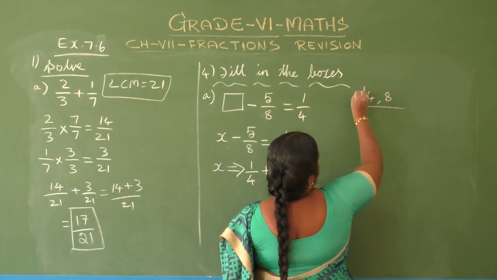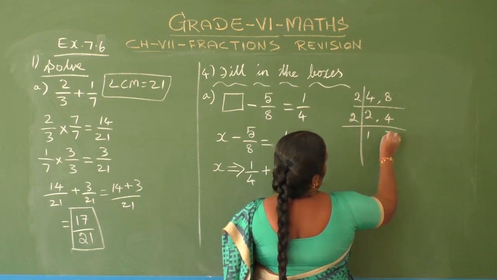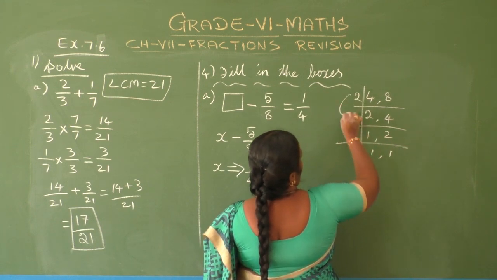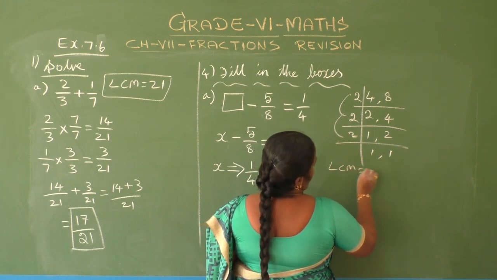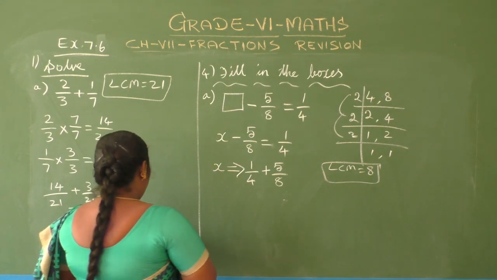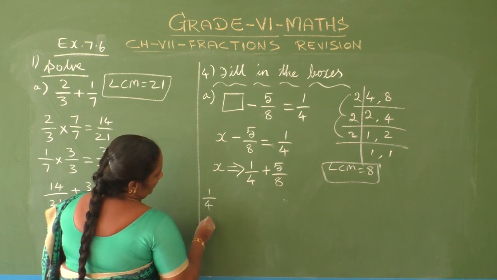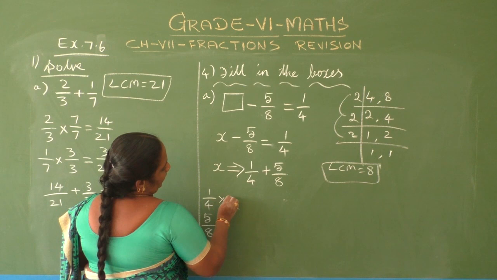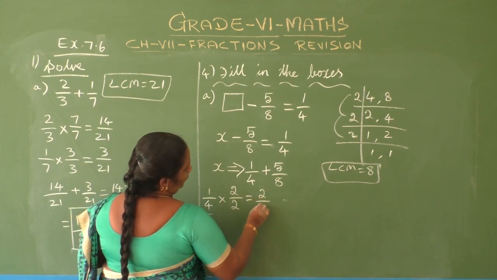So I am going to take the LCM for 4 and 8. 2 twos are 4, 4 twos are 8. What is the LCM? The LCM is 8. We found the LCM. Then we have to make a common denominator for both 1 by 4 and 5 by 8. For common denominator 8, I multiply this by 2 by 2. 1 two is 2, 2 fours are 8.